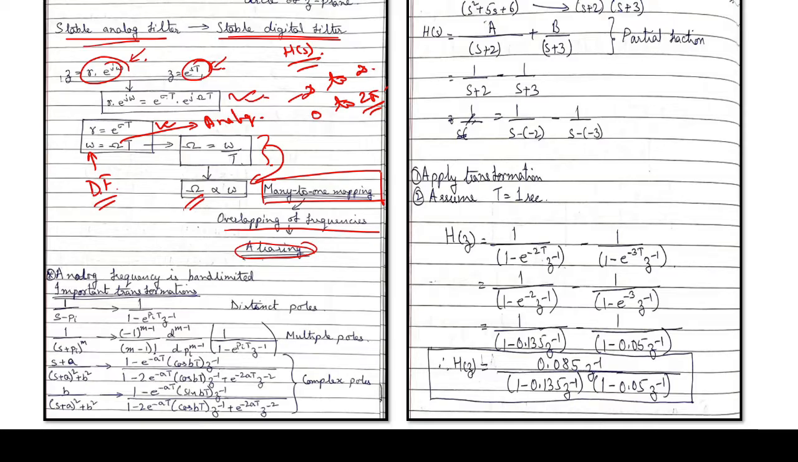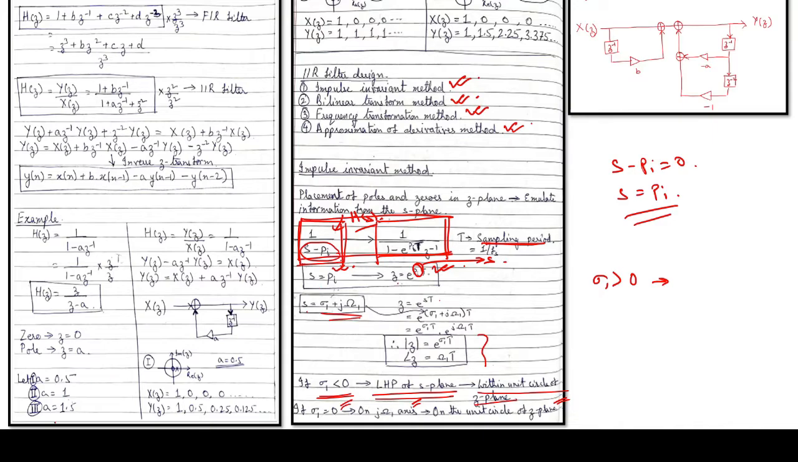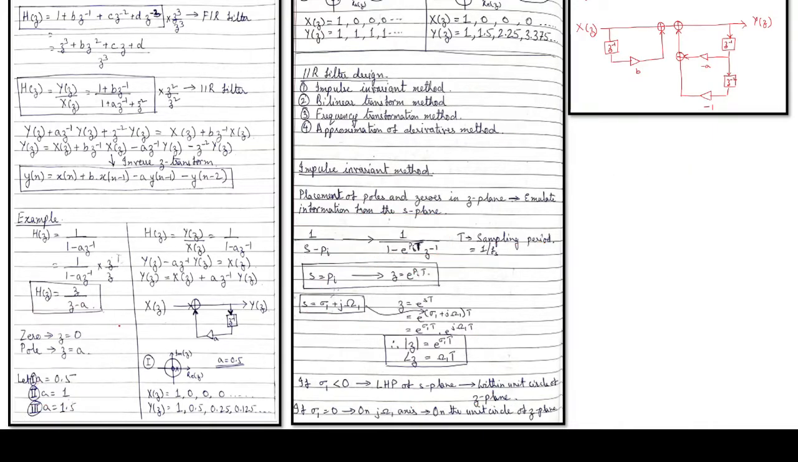Now, when I talked about this equation, 1 by s minus p i will be transformed to 1 by 1 minus e to the power p i t z inverse. This is for a distinct pole. I told you that if you have a single pole, you can put the things over there. So this equation is for the distinct poles.